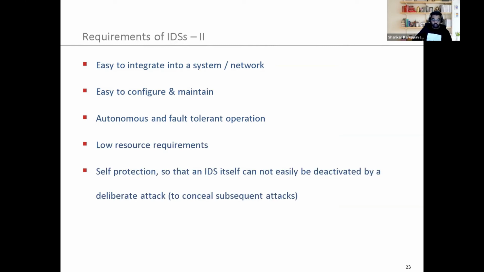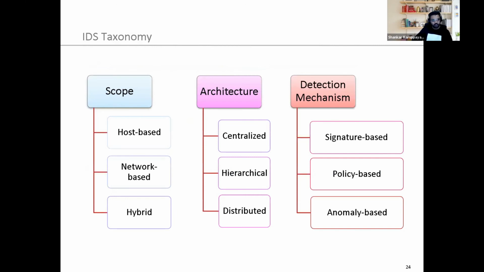And also self-protection, so that the IDS itself cannot be deactivated by a deliberate attack. For example, you shouldn't be able to be affected by an attack. So if the attacker knows that if I perform this particular attack, the IDS will be disabled, and then I can do the real attack so that no one can actually notice that I'm performing this attack. So these are requirements of an IDS.